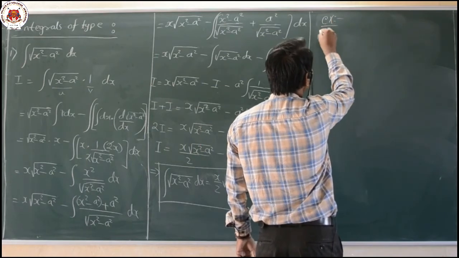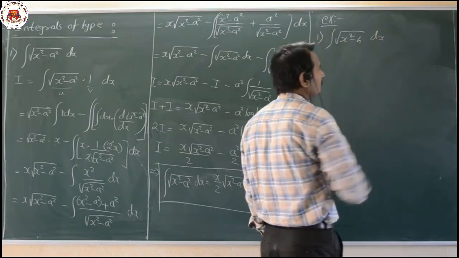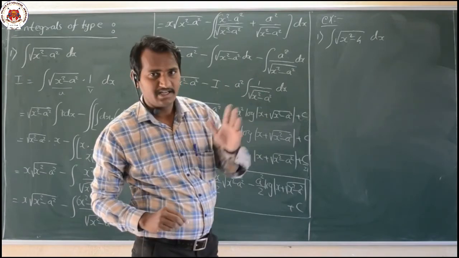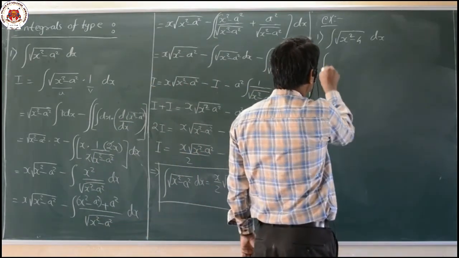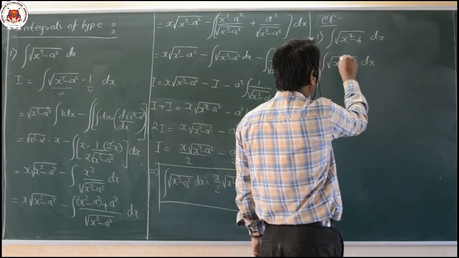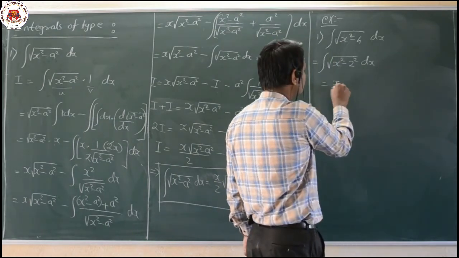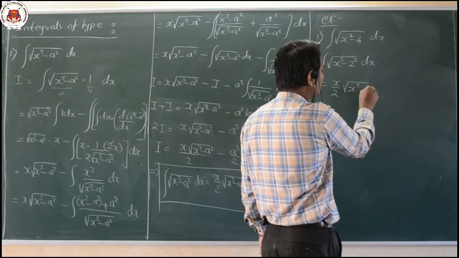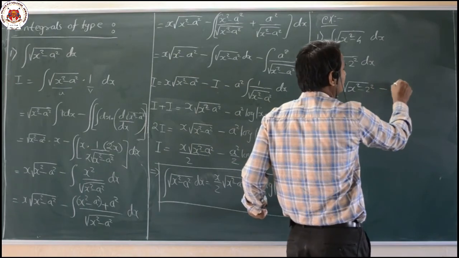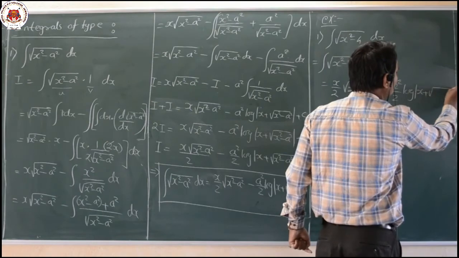The first one, integration of root of x square minus 4 dx. Now if we are having a problem of this particular type, we have to integrate it directly, which is equal to integration of root of x square minus 2 square into dx. So now here for x square minus a square, directly we will make use of the formula, that is x by 2 into root of x square minus 2 square minus a square by 2. What is the a square value here? That is 2 square by 2, into log of x plus root of x square minus a square.